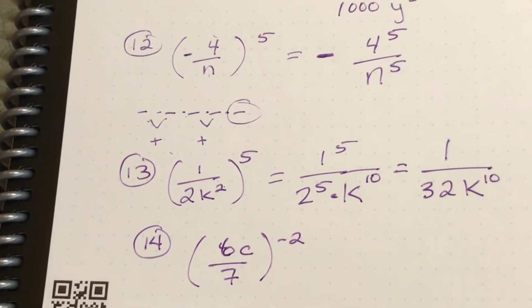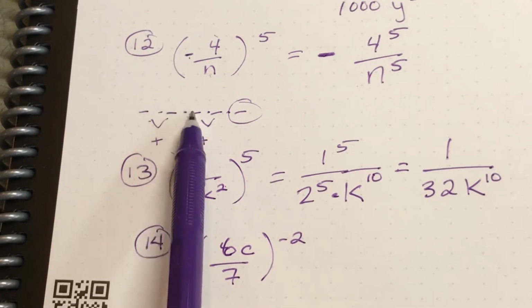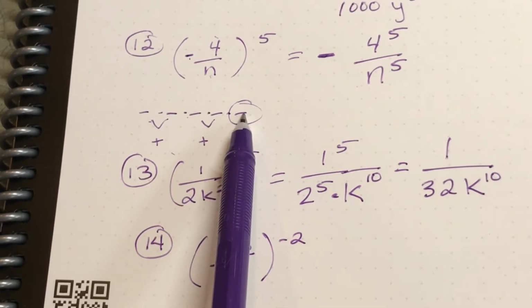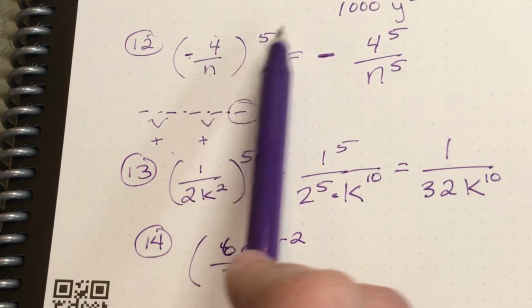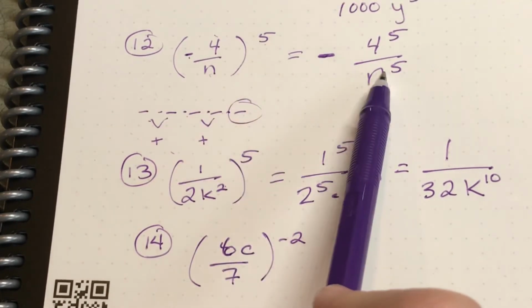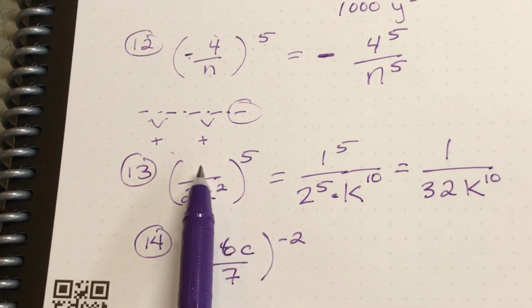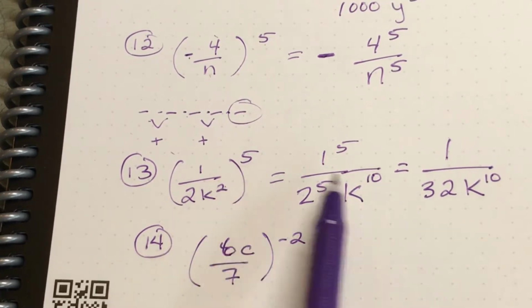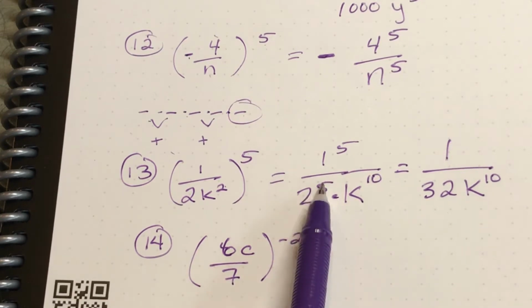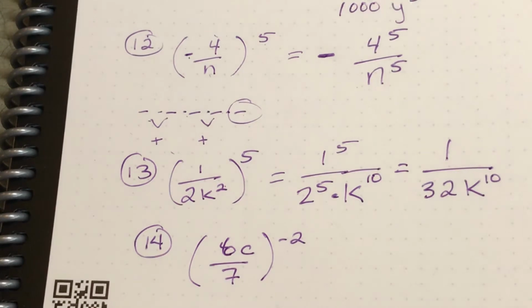Let's go over this again. So we have the negative, 1, 2, 3, 4, 5 negatives. Stays negative. 4 to the 5th power, n to the 5th power. Here, 1 to the 5th, 2 to the 5th, k squared to the 5th. 2 times 5 is 10. 2 to the 5th is 32. k to the 10th. Okay.